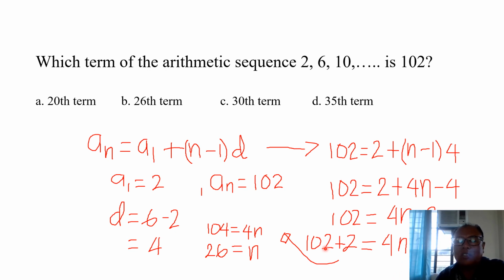And then transposing negative 2 to the left. So that is 102 plus 2 is equivalent to 4n. Adding, we have 104 is equal to 4n. Then dividing both sides by 4, we have n equivalent to 26. So therefore, the correct answer is the 26th term, which is letter B.